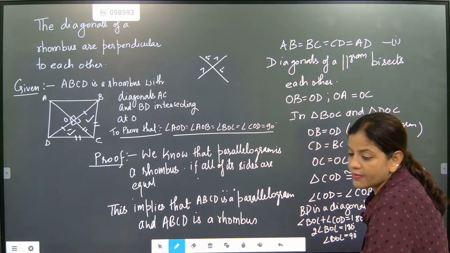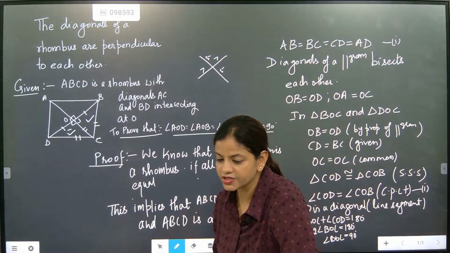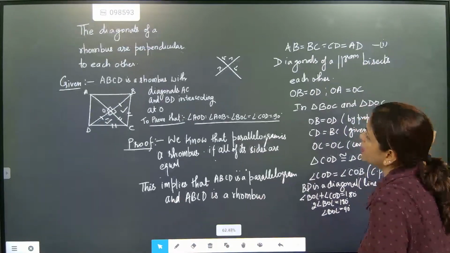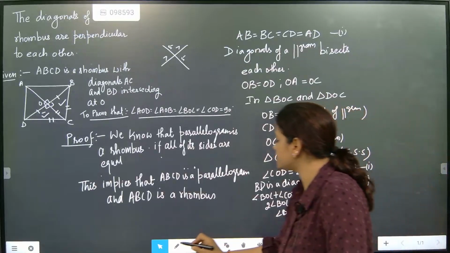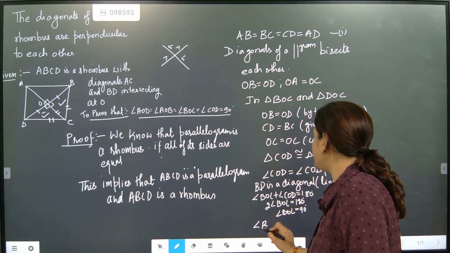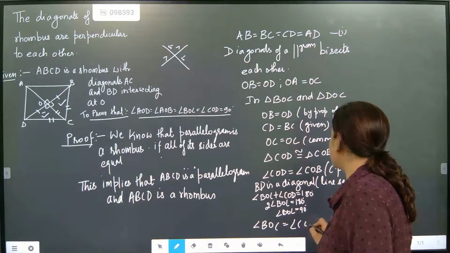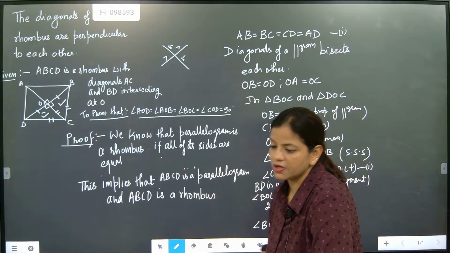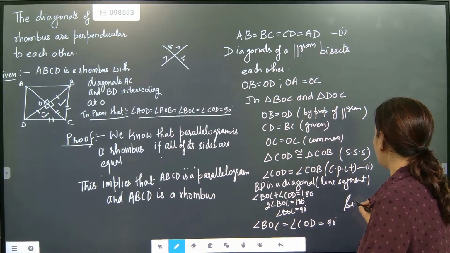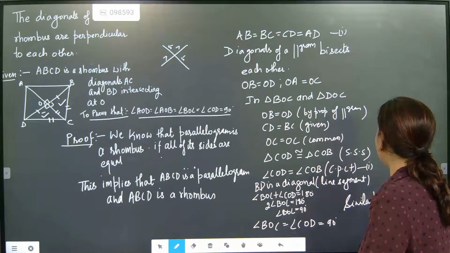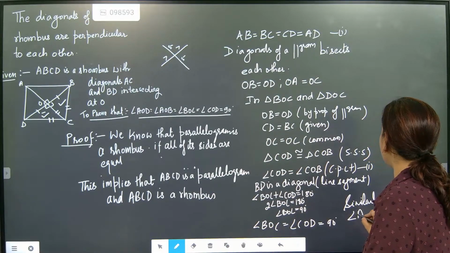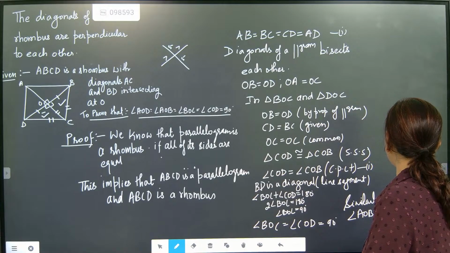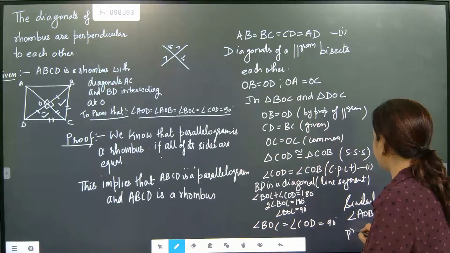So if BOC is coming as 90 degrees, the entire sections will come 90 degrees only, beta. Arunisha, check this one. So angle BOC is equal to angle COD is equal to 90 degrees. Similarly, we can say, no need to prove it separately, angle AOB is equal to angle AOD is equal to 90 degrees. Proved.